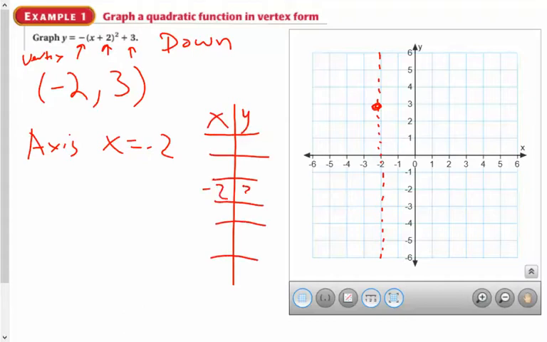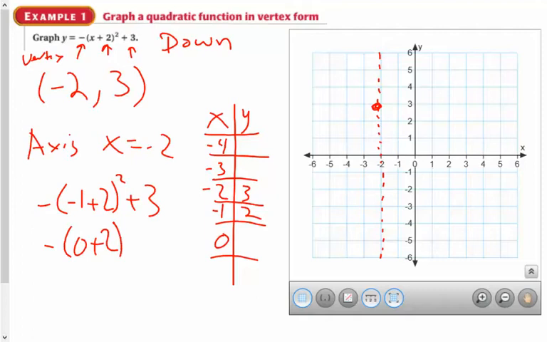Negative 2, 3 is the point in the middle. And you can go up 2 numbers, you can go down 2 numbers. I'm going to plug in negative 1 and 0 just because they're easiest. Let's plug in negative 1. Negative (negative 1 plus 2) squared plus 3. 1 squared is 1. 1 times negative 1 is negative 1, plus 3 is 2. Then plug in 0. Negative (0 plus 2) squared plus 3.